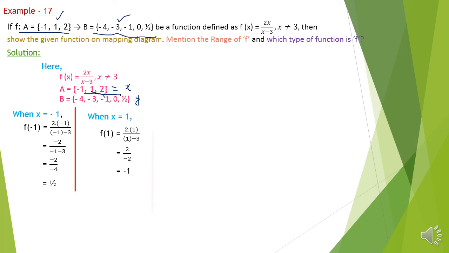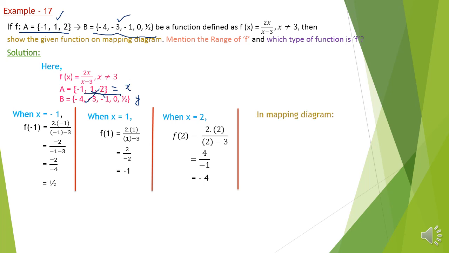And now let's see, 2 will be mapped to which value from set B. When x is equal to 2, now 2 will replace x. You can see minus 4, isn't it? Now 2 will be mapped to minus 4. Now let's draw the mapping diagram.